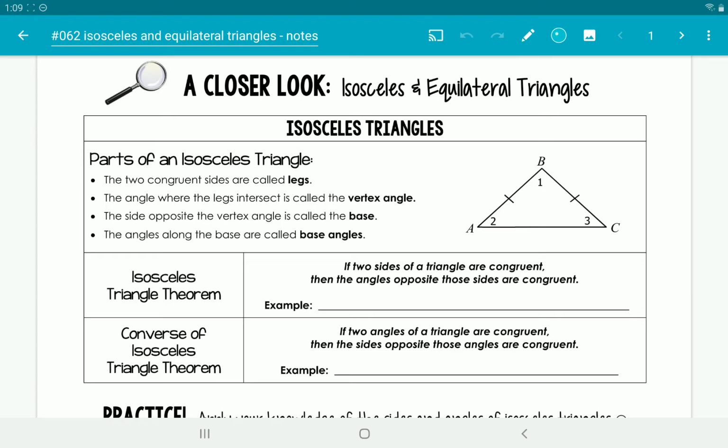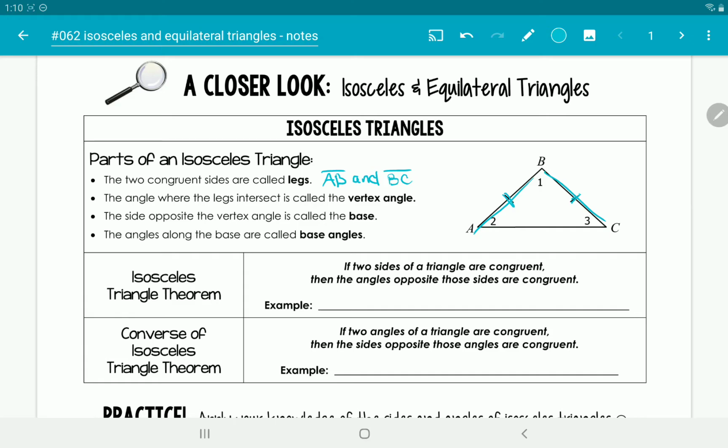And so in this triangle, to the right here, we can see that the two legs, the sides that are the same length, are AB and BC. So these two, because they're marked with this little tick mark here. So side AB and BC. Okay, so those are the legs of the triangle.